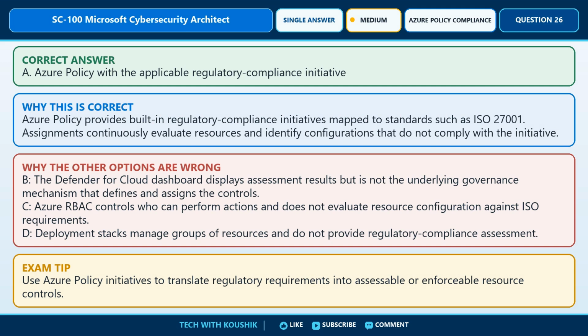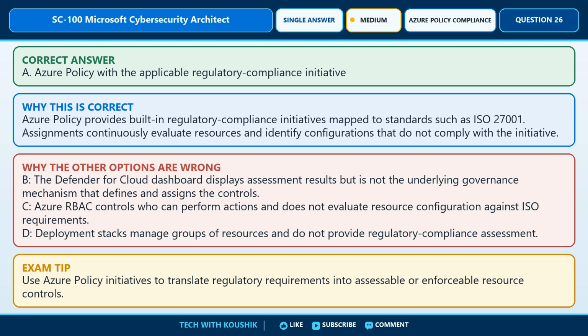Here's why. Azure Policy provides built-in regulatory compliance initiatives mapped to standards such as ISO 27001. Assignments continuously evaluate resources and identify configurations that do not comply with the initiative. Why are the other options not correct?